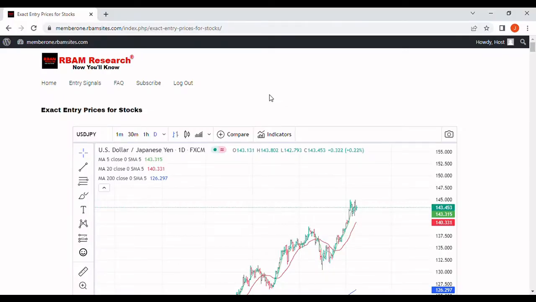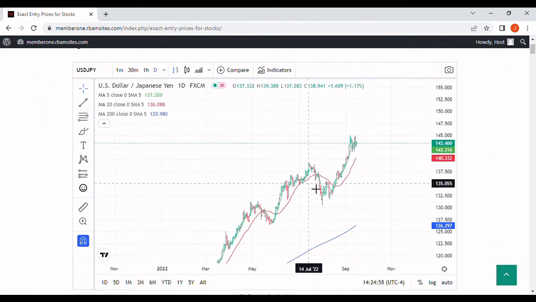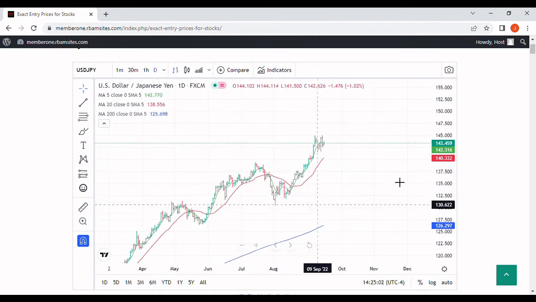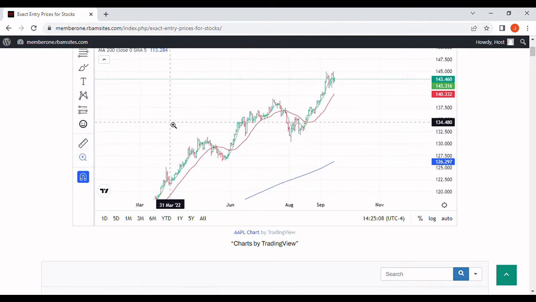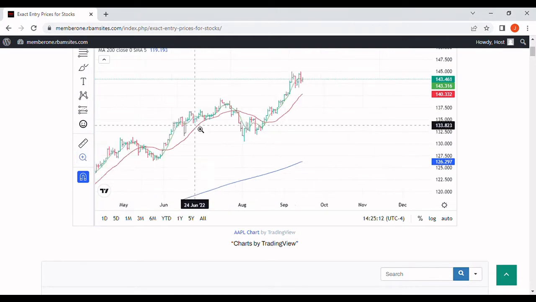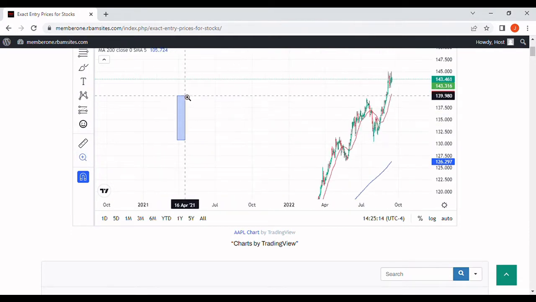We're going to do a brief video on USD JPY analysis, and we've got a daily chart up here for you with the USD JPY currency, the US dollar versus the Japanese yen. This is a daily chart. It's got a 5-day moving average in green, a red 20-day, and a 200 blue moving average. And we're going to take a look and show you what's going on.